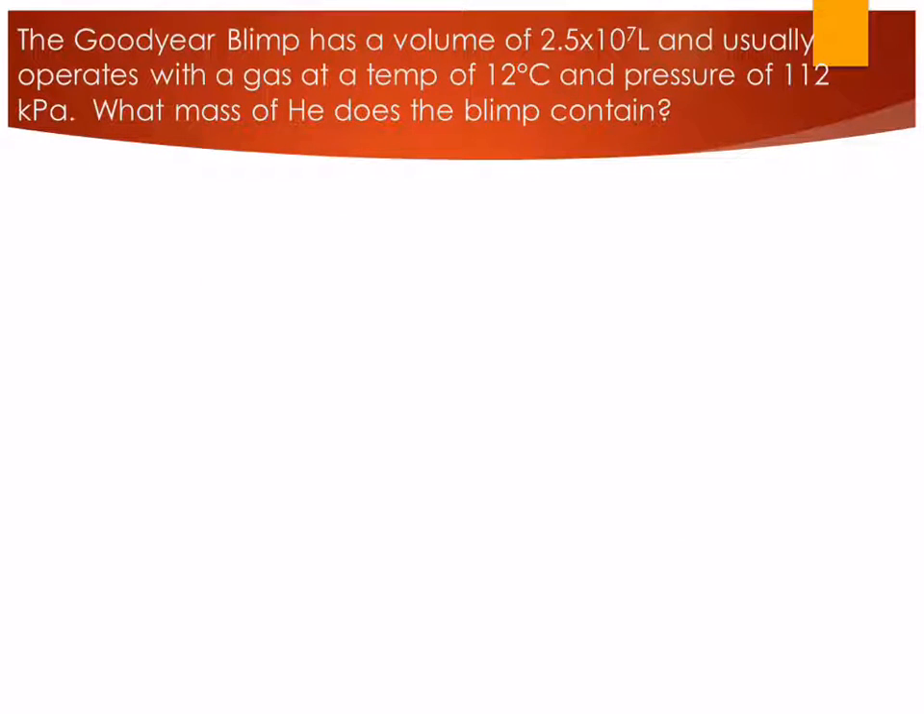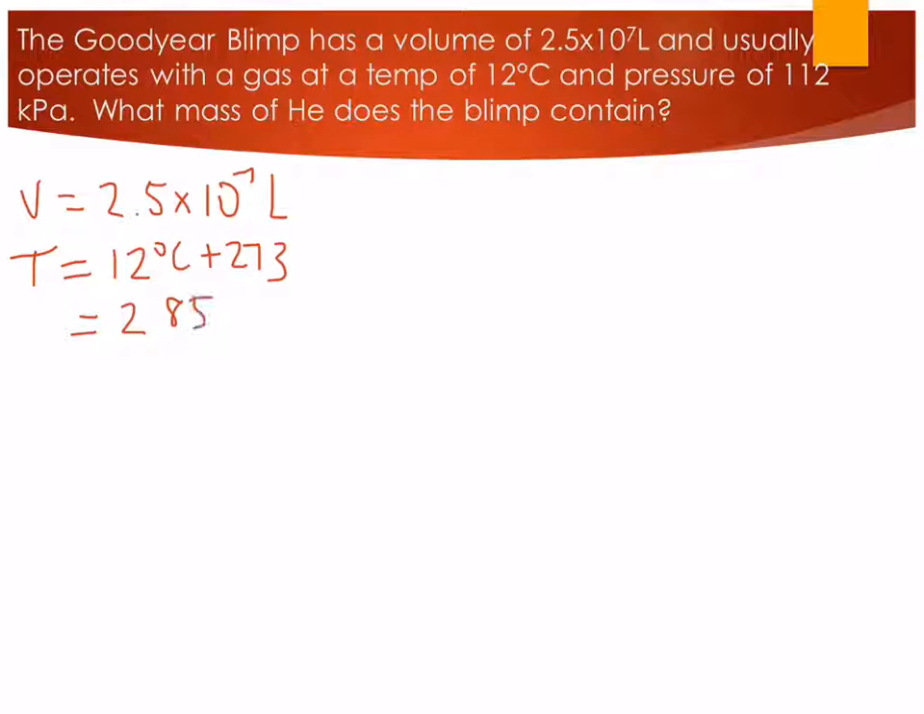Here's our first example. We're looking at the Goodyear Blimp, and we have a volume of 2.5 times 10 to the power of 7 liters. It operates with a temperature of 12 degrees Celsius, to which we're going to add 273. So our temperature is going to be 285 Kelvin, and our pressure is 112 kilopascals. It's asking us for the mass. You'll note that none of our gas laws have mass. So we can't calculate mass, but we can calculate moles, and then we know how to calculate mass from moles.